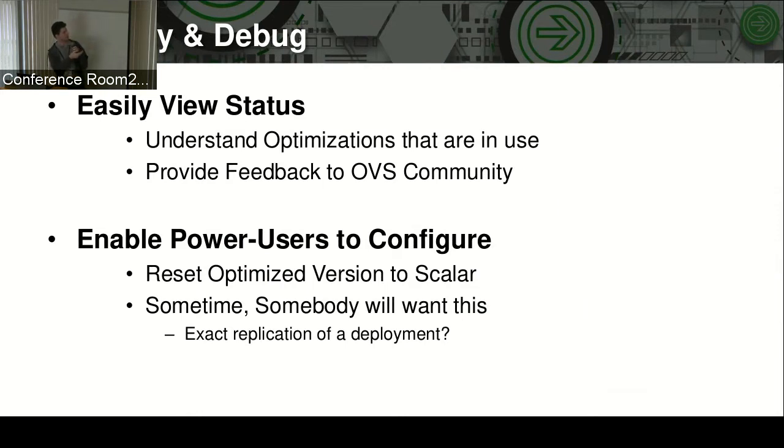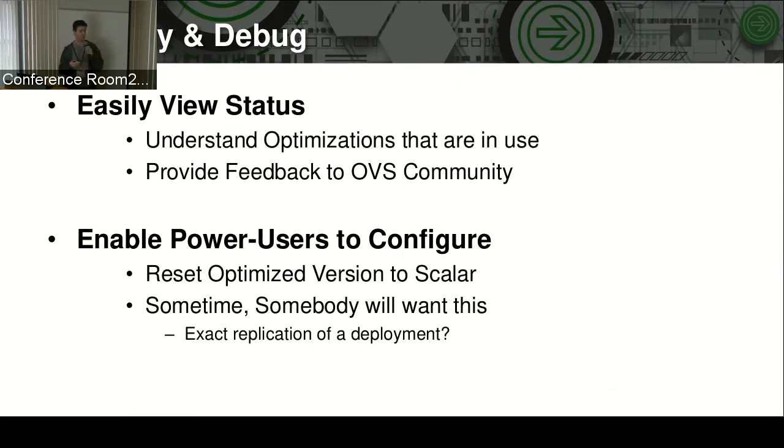That's easily viewing the statistics, but equally we want to enable power users, or people who are more familiar with OVS deployments, to actually configure things. Somehow someone will need to be able to set a very specific version of a subtable lookup function. You may want to reset to the scalar version, because that's the default, the one generic implementation that will work for any subtable. But what if you wanted to replicate an exact deployment that some customer has in the field, and you need to use exactly the AVX 512 or an AVX 2 version of that function?